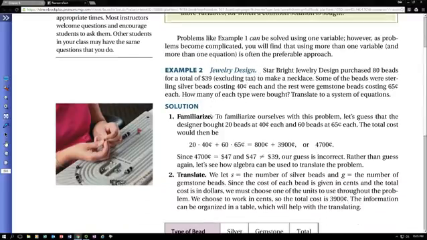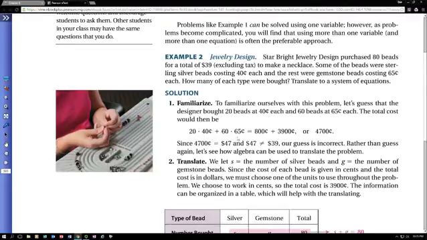Now here's another example with jewelry design. I'm going to spend a little bit less time talking about how we do this, other than that it is very good to go through. They familiarize, well, this drill that they go through here is what would we do if we knew numbers in here. They say they purchased 80 beads for a total of $39 to make necklaces. How many beads were sterling silver beads costing 40 cents each, and the rest were gemstone beads costing 65 cents each? How many of each type were bought? And translate into a system of equations. Now this is a different kind of problem, so we should probably go through this.